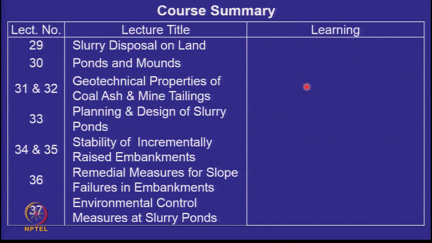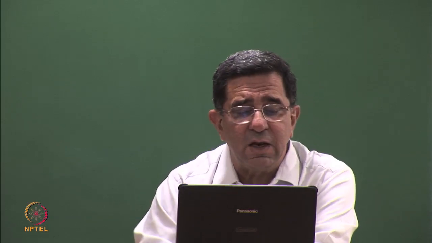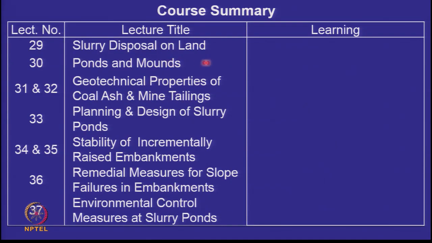And we came into the next set of problems associated with waste disposal, and that was for slurry type of waste, which is predominantly from thermal power stations, coal ash, and from all mining activities which produce tailings. And we talked about slurry disposal on land, the comparison between ponds and mounds, lean concentration slurry disposal, medium concentration slurry disposal, high concentration slurry disposal, the geotechnical properties, whether coal ash and mine tailings are like soil, the planning and design of ponds, how to incrementally raise the embankments, how to do remedial measures in case these embankments fail, and also environmental control measures at these ponds.